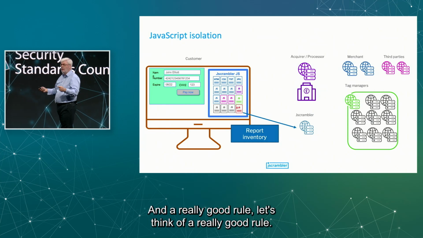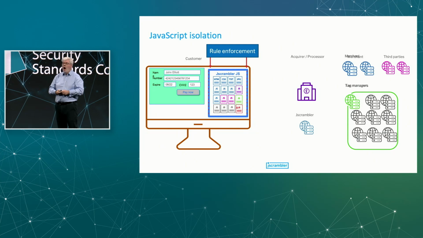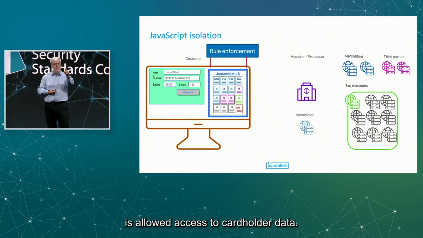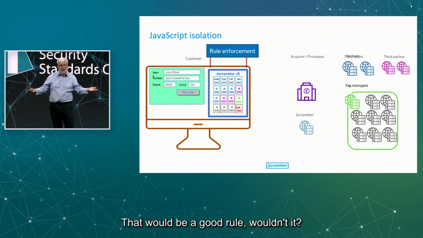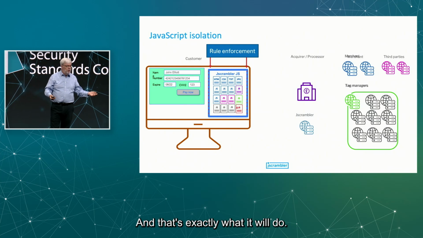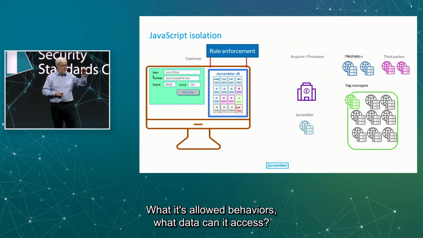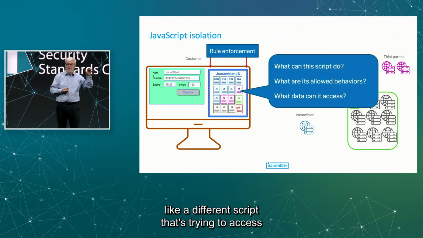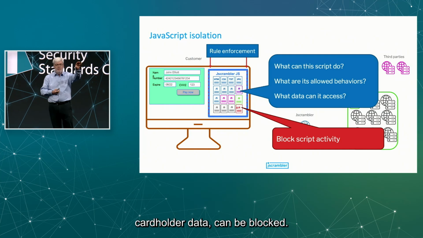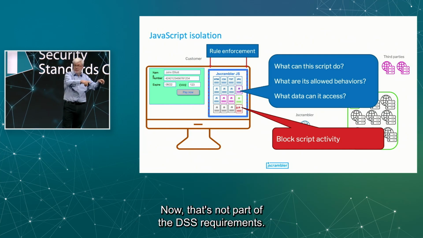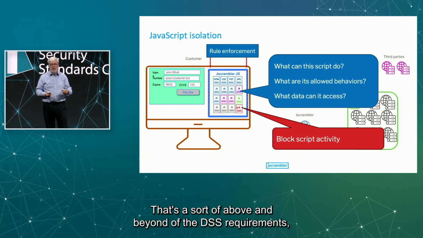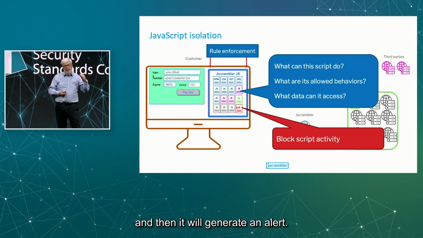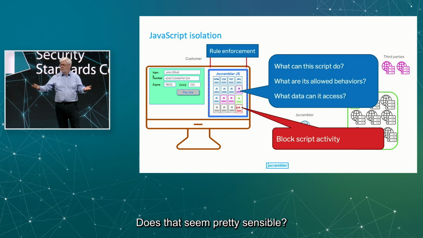And a really good rule, let's think of a really good rule: only the JavaScript from the payment service provider is allowed access to cardholder data. That would be a good rule, wouldn't it? And that's exactly what it will do. It says, what can the script do, what are its allowed behaviors, what data can it access, and anything that doesn't fit in with the rules, like a different script that's trying to access cardholder data, can be blocked. Now, that's not part of the DSS requirements. That's above and beyond the DSS requirements, but it would stop an e-com skimming attack. And then it will generate an alert. Does that seem pretty sensible?